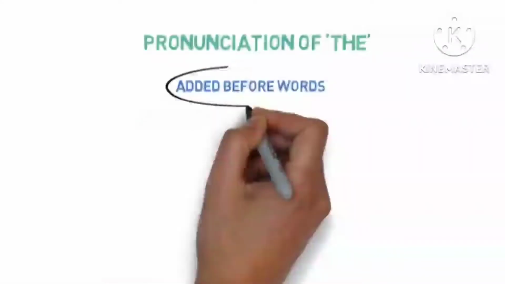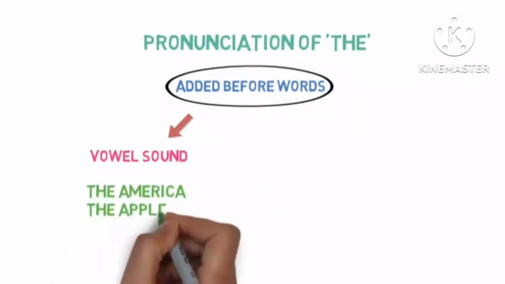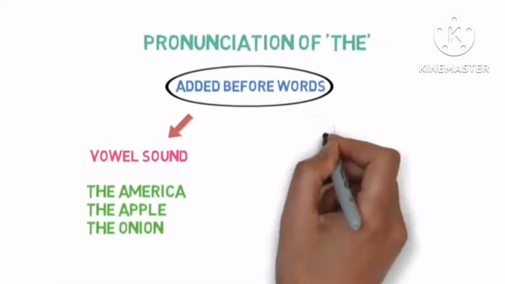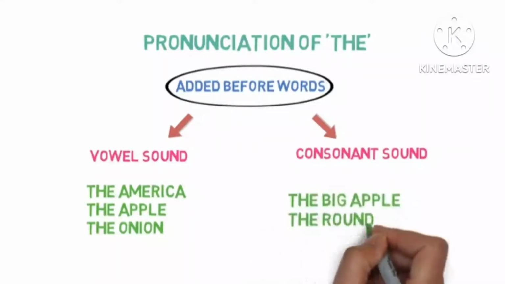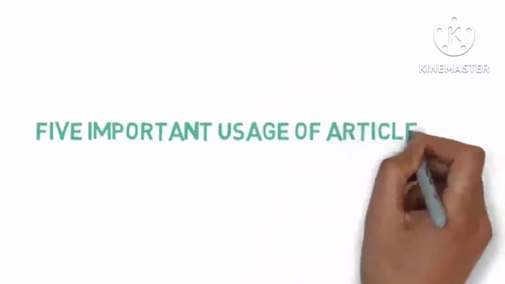If the article the is added before words which start with a vowel sound, it is pronounced as thee. For example, the America, the apple, the onion. If the article the is added before words which start with a consonant sound, it is pronounced as thuh. For example, the big apple, the rounded onion. Let's now look into 5 important usages of the article the.